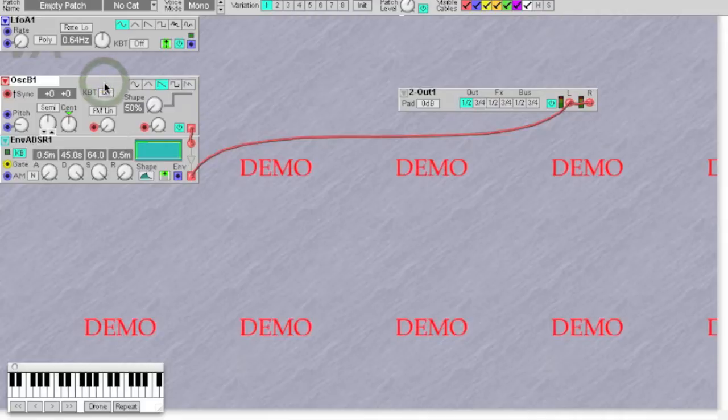The top one is our oscillator. This is generating our tone, and it is plugged into our envelope generator. What the envelope generator does is controls the amplitude of this tone. I currently have it set as a gate. What that means is that when I depress a key, it's on, and when I let go, it's off.